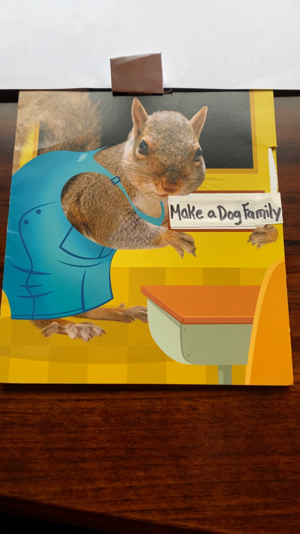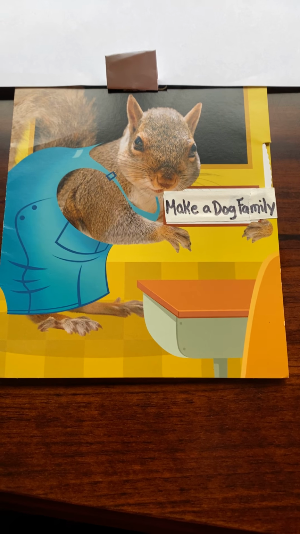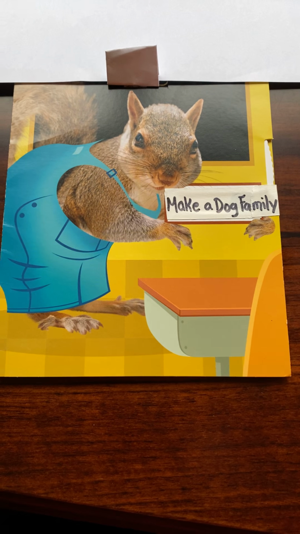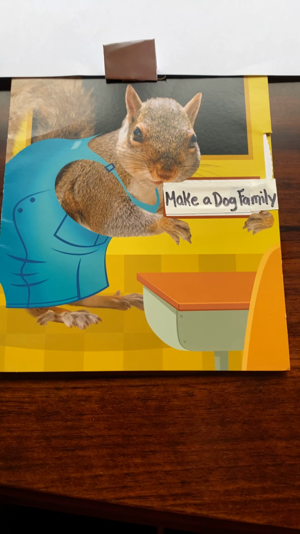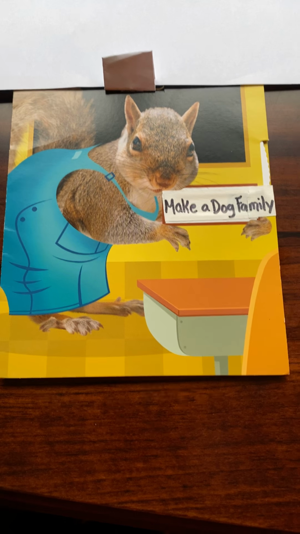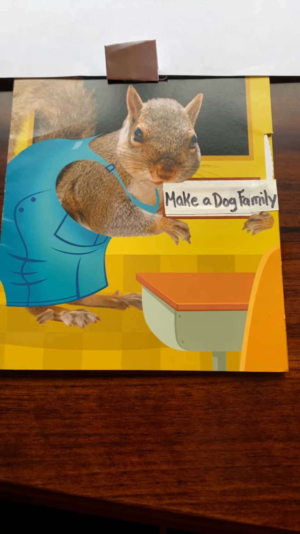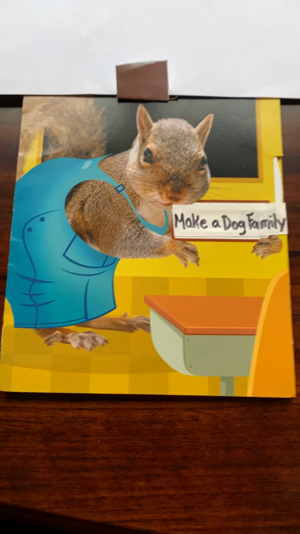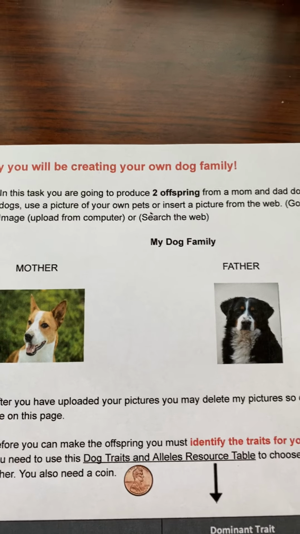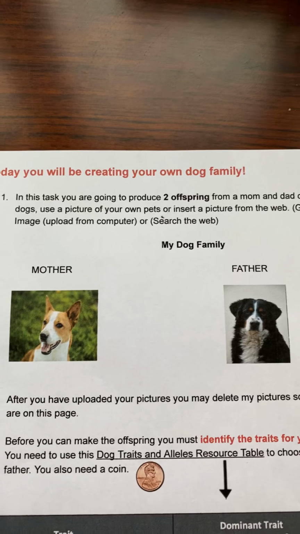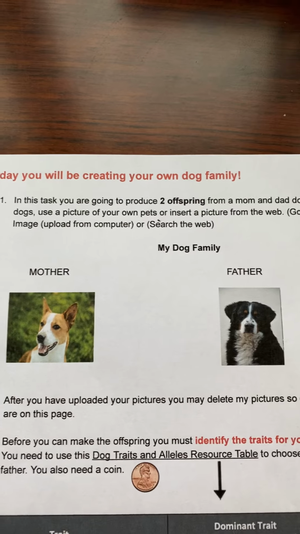So if you would open up your dog family document and follow along as we go through the directions, it will help you understand the steps that go into creating an offspring. So step 1. First, you need to select a mother and a father. Again, that could be dogs, that could be cats, it could be any animal you would like.